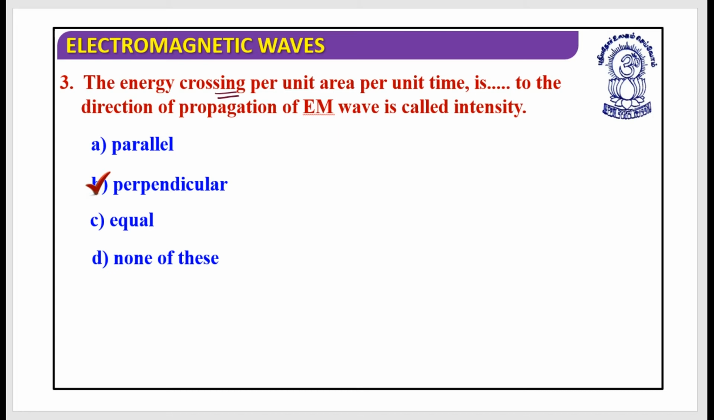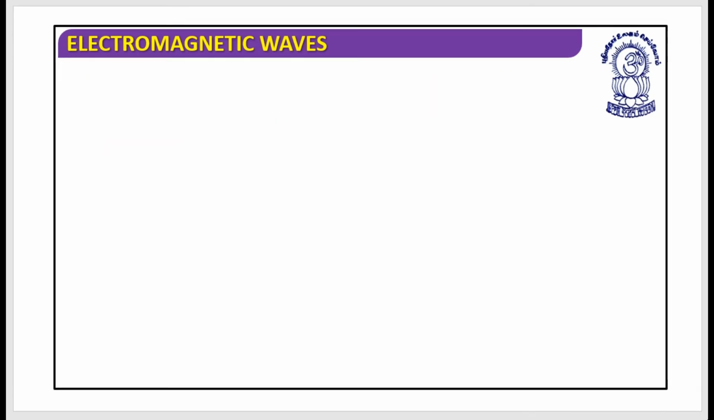Next, the energy crossing per unit area per unit time is blank to the direction of propagation of EM wave, and that is what we call the intensity. Yes, so the energy crossing per unit area per unit time should be perpendicular to the direction of propagation of EM wave, and that is what we call the intensity. Is it clear up till now, or any doubts? Is there anything? No? Let's look at this question.